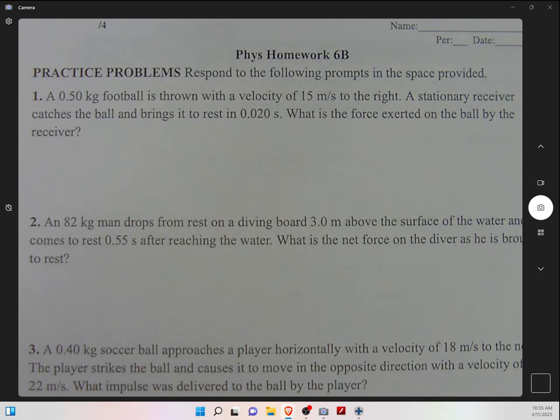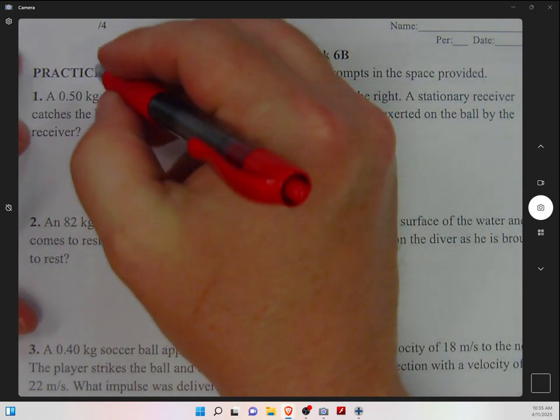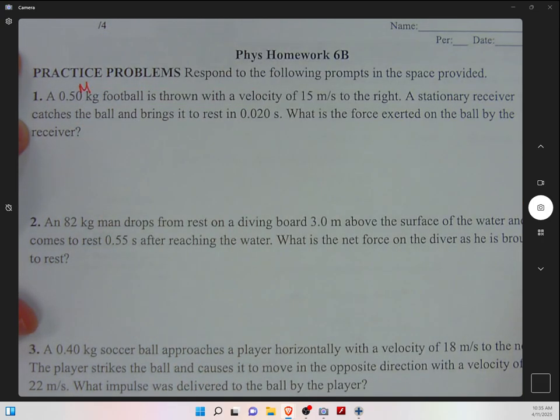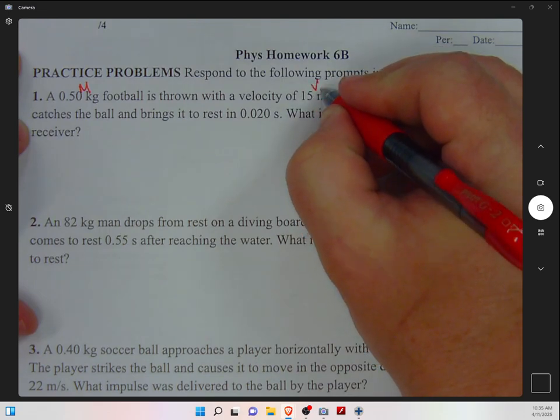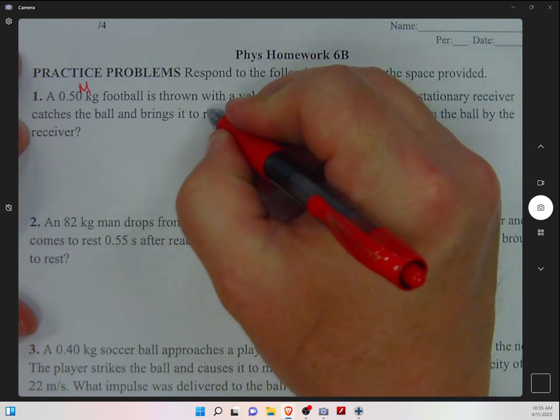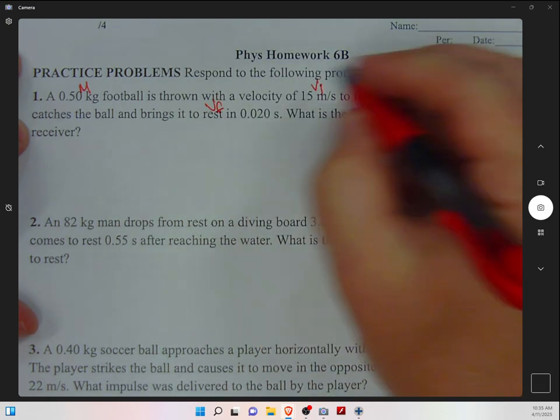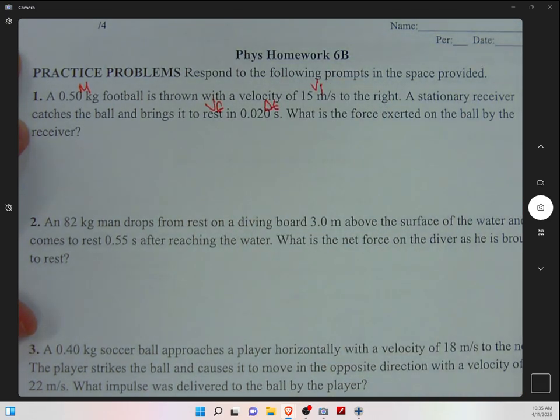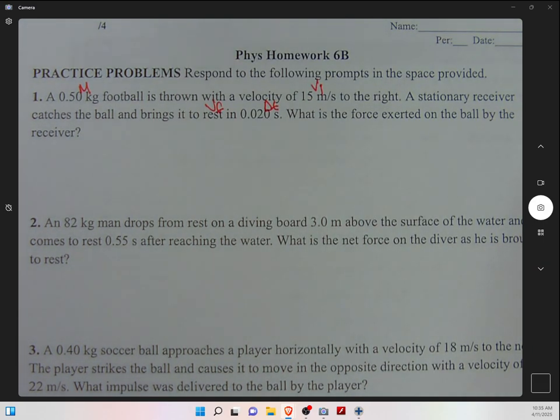A 0.5 kilogram football is thrown with a velocity of 15 meters per second to the right. A stationary receiver catches the ball and brings it to rest in 0.020 seconds. What is the force exerted on the ball by the receiver? So a couple of things I know. I know the mass, I know an initial velocity, and I know a final velocity, and I know a time. So I have 4 things given to me by the problem.